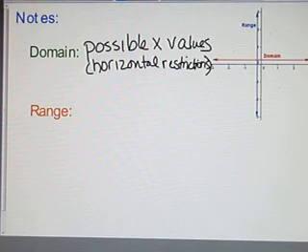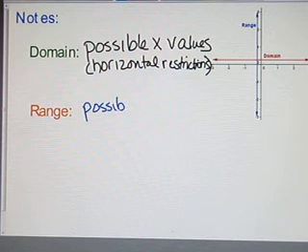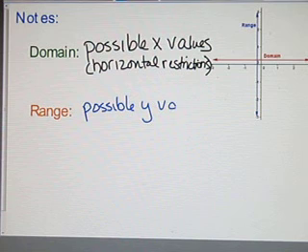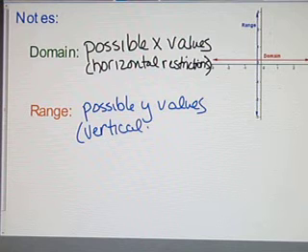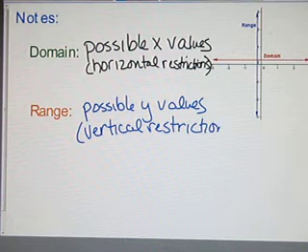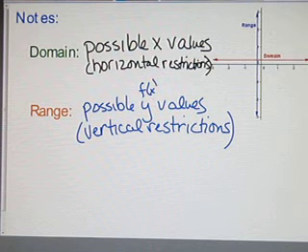Now let's talk about the range. The range is the possible y values. And visually, that's our vertical restrictions. It's what we can possibly get out for an answer. Now, we are going to be using f of x for our function. So a lot of times instead of the y values, we're going to be saying it's really our f of x function. So it's going to be what can our f of x be.